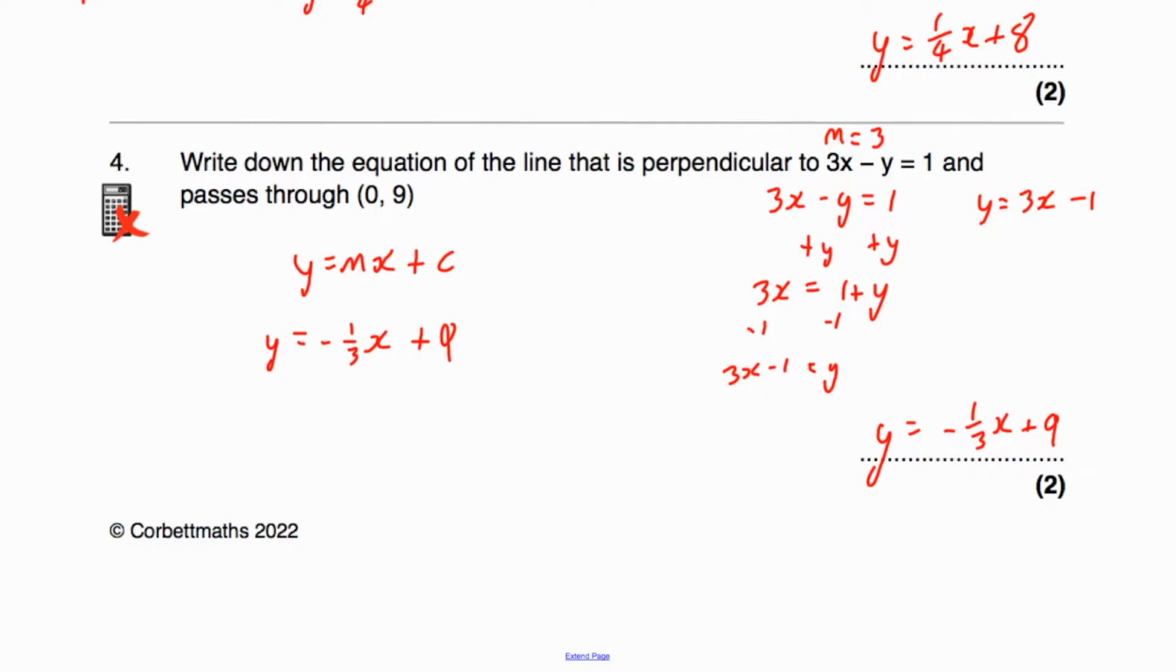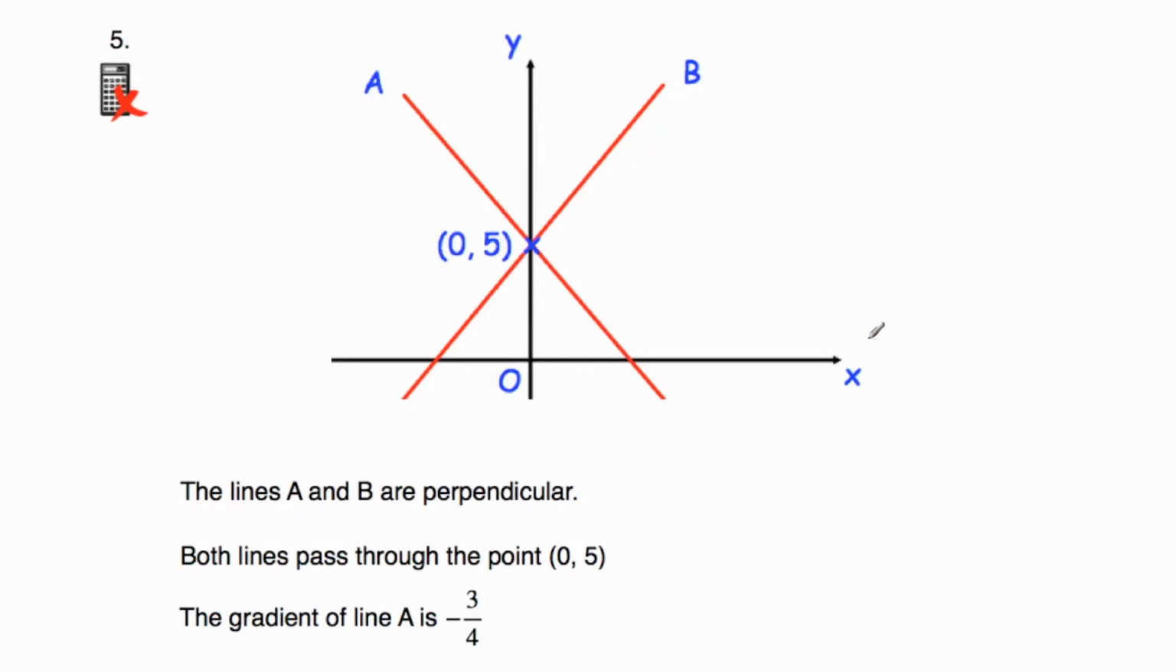Okay, let's look at question number 5. We've been given this diagram. We've got our x-axis and our y-axis. We've got this line A, which has a negative gradient and passes through 5 on the y-axis, the point (0, 5). And we've got the line B, which has a positive gradient and goes through the point (0, 5) as well. The lines A and B are perpendicular to each other, which means they cross at right angles. If they're perpendicular, their gradients multiply together to give -1, or we can say that the gradient of one is the negative reciprocal of the gradient of the other. Both lines pass through the point (0, 5), as you can see.